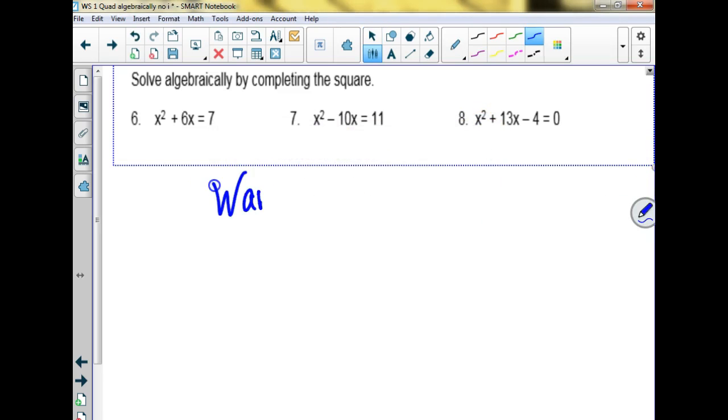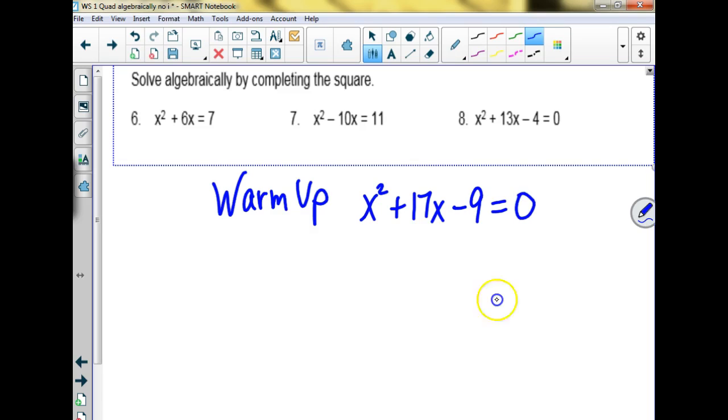So as a warm-up today, I'm going to make up another one like this with an odd number. So we're going to go x squared plus 17x minus 9. This is going to be interesting. Okay, now what? If we're doing completing the square, we add 9 over to the other side and we add blanks.